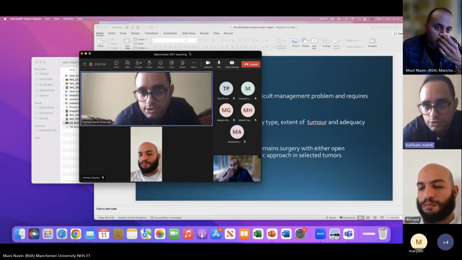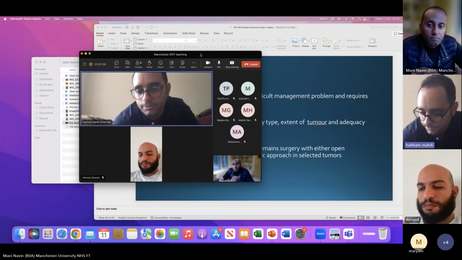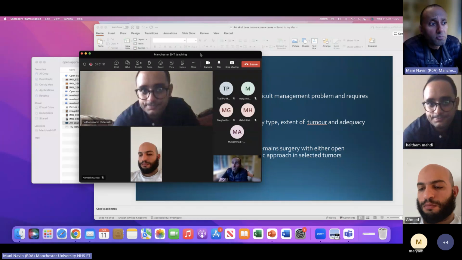An advice for the SHOs, would they offer a CT scan initially or an MRI scan in a unilateral nasal polyp? Yeah, I think it depends on your degree of suspicion. So if you're suspicious, I would get both straight off.